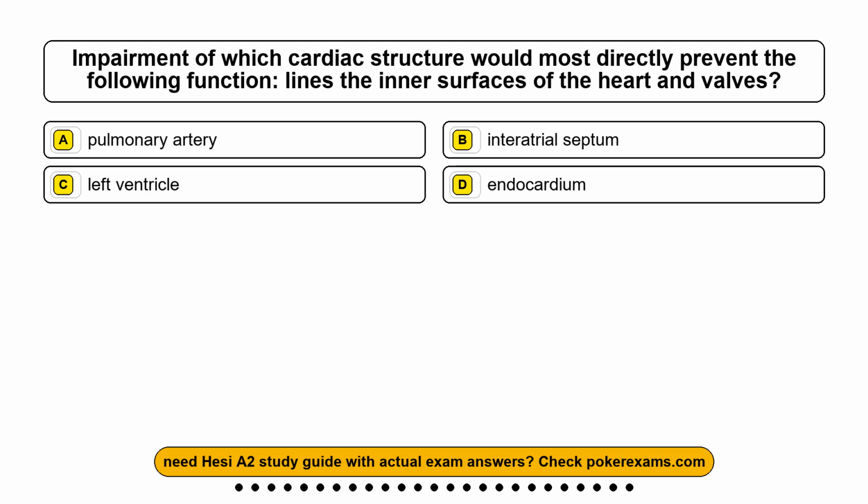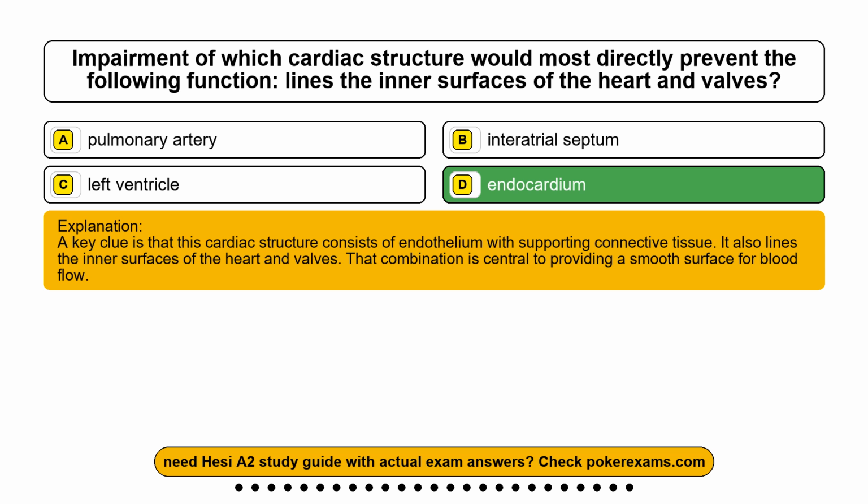Question 8. Impairment of which cardiac structure would most directly prevent the following function? Lines the inner surfaces of the heart and valves. Option A, pulmonary artery. Option B, interventricular septum. Option C, left ventricle. Option D, endocardium. The correct answer is option D, endocardium.